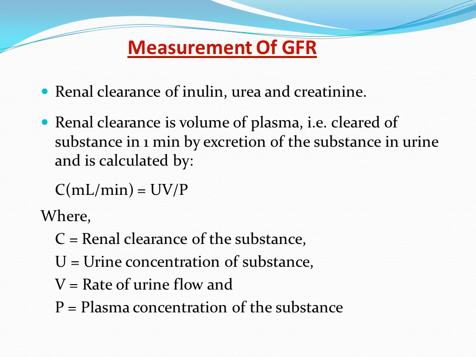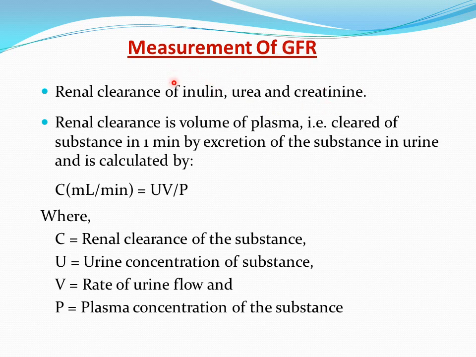Then coming to the measurement of the GFR, the glomerular filtration rate. We'll not discuss in detail, but I will give a brief idea about how to measure GFR. GFR is basically measured by the clearance of various substances, which may be in vitro or in vivo substances. Important substances that are used to measure the GFR are inulin, urea, and creatinine. Urea and creatinine are in vivo substances present within the body, and depending on their clearance, you can determine the GFR.